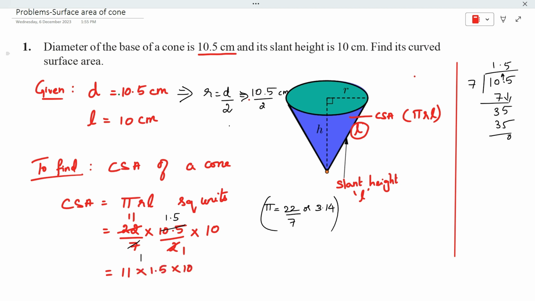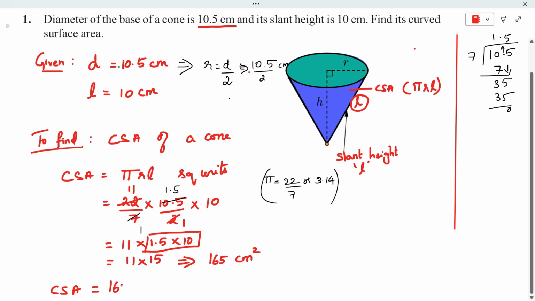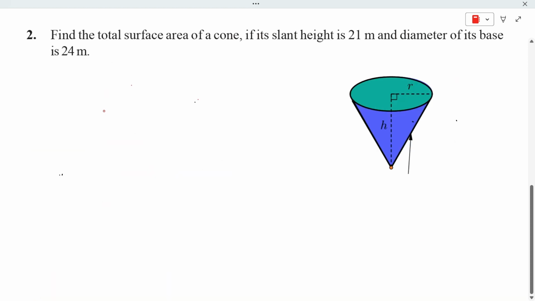So be smart to do the calculation. Always rearrange numbers in such a way that we can remove the decimals. So I'm just multiplying 1.5 by 10 so that decimal digits will be removed. So it becomes 11 into 15, which implies 165 centimeter square. So CSA is nothing but 165 centimeters square. So conclusion is highly important. So conclude your answer. Let's move on to the second problem.